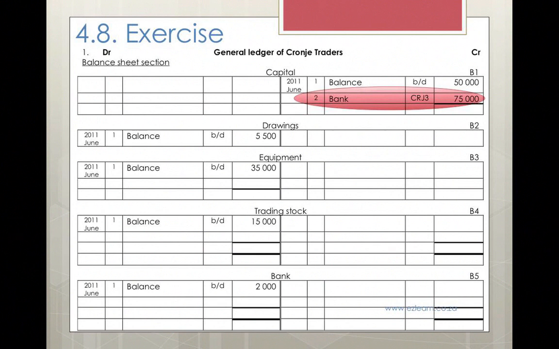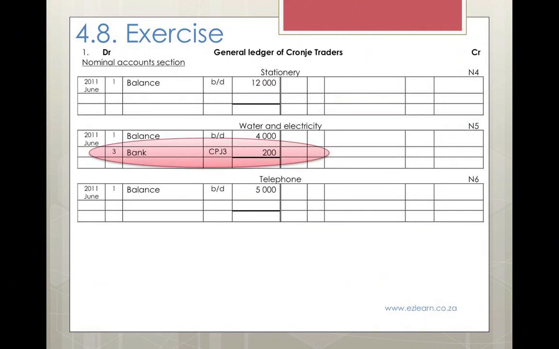The contra account is bank, as that's the other account involved because it came from CRJ 3, and the amount 75,000. The other sundry account entry that you need to use is from the CPJ. Below the CPJ, the note tells you that sundry accounts is made up of water and electricity on the 3rd of 200, equipment on the 18th for 5,000, and telephone on the 30th for 400. Water and electricity as an expense, which decreases equity, so you will enter the 200 on the debit side. The day is the 3rd, contra account bank, CPJ 3.